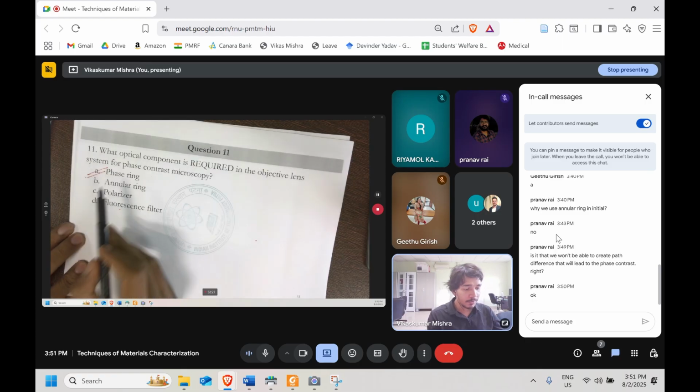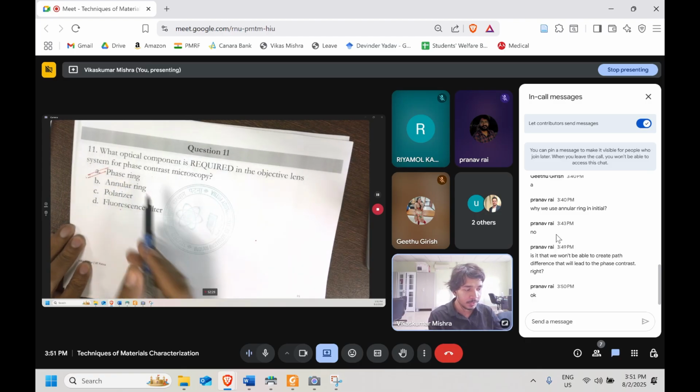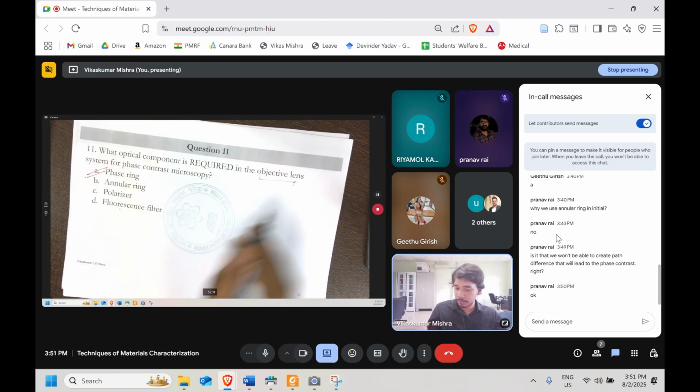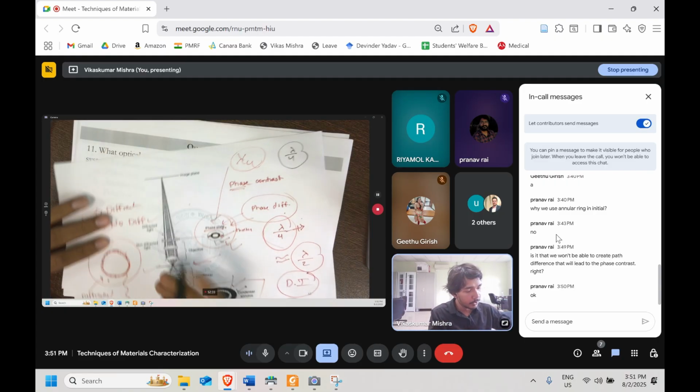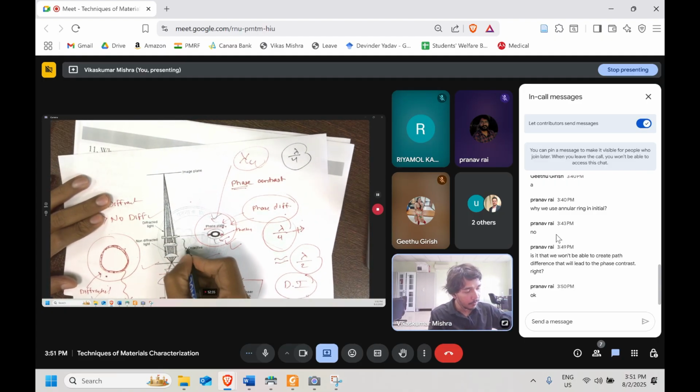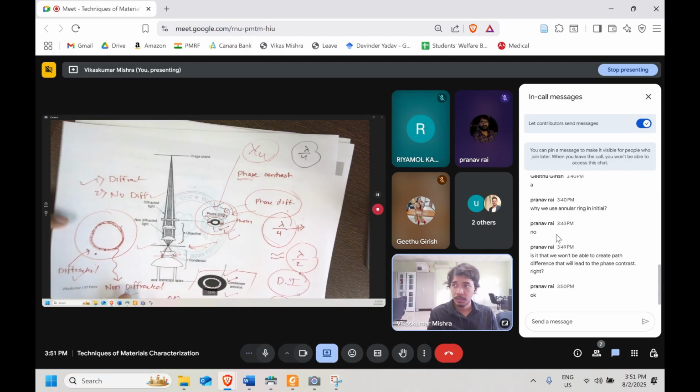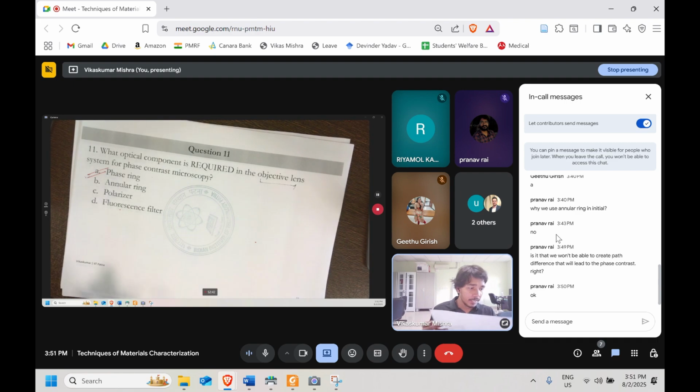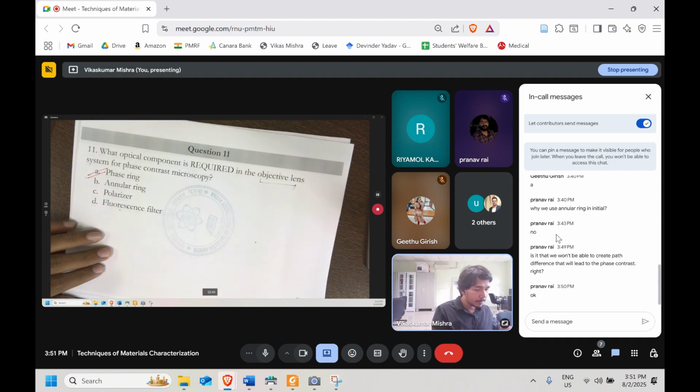For question number 11, we have seen that the phase ring is the one which we are using with the objective lens. With that, we are using the phase ring, the phase plate. Okay, let's move ahead to the next question, question number 12.